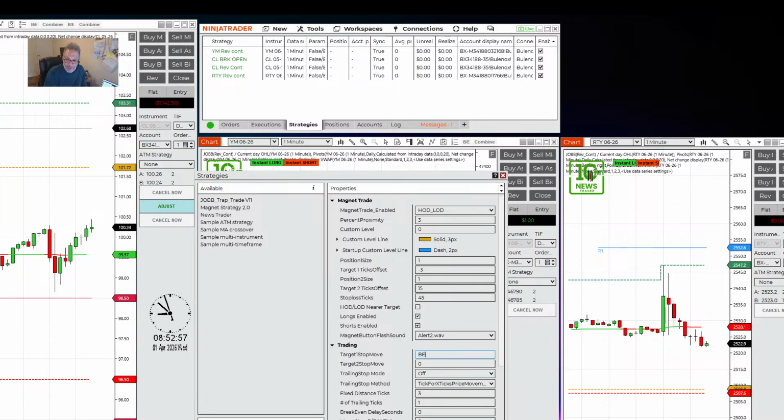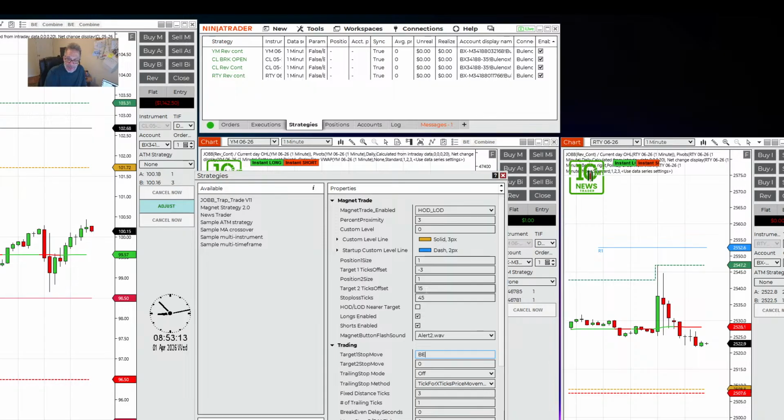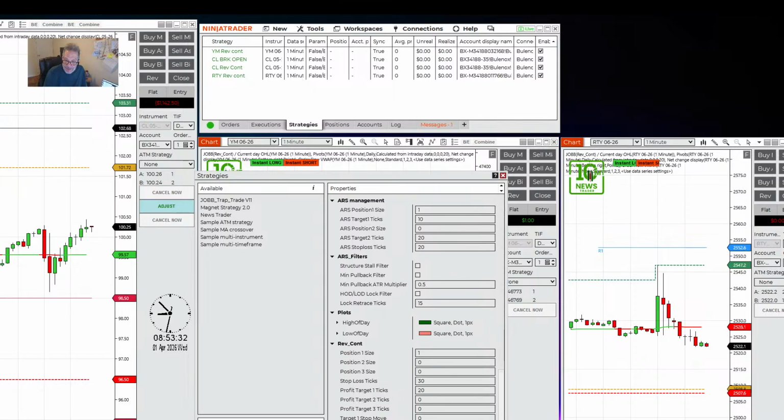So YM magnet, Lucid, I've got 2 positions set up. Position 1's a 1, position 2's a 1. Target 1 is default, -3. That means it exits 3 ticks before the high or 3 ticks before the low. Target 2 is 15 ticks. That means the second target exits after it goes through the magnet by 15 ticks. Stop is 45. If it doesn't hit target 2 and it reverses, our stop when it hits the first target moves to BE, break even. That's my setup. I'm in Lucid, our prop account.